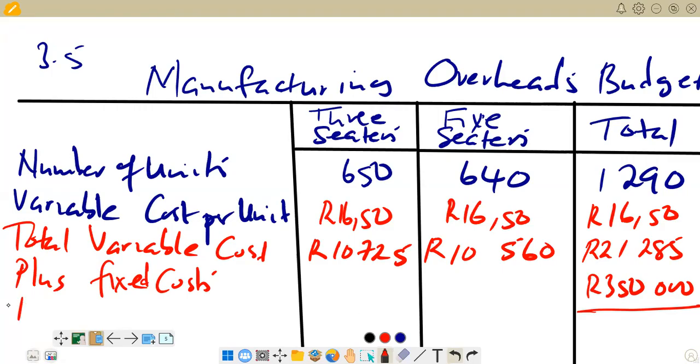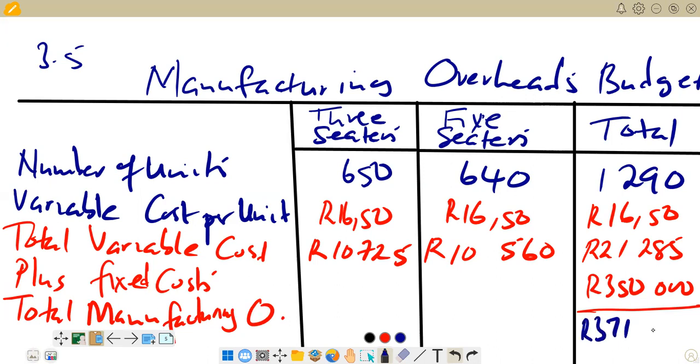So here now we have got total manufacturing overheads. So this is what we have. So if you add the two, there, the total that we're supposed to get is 371,285.